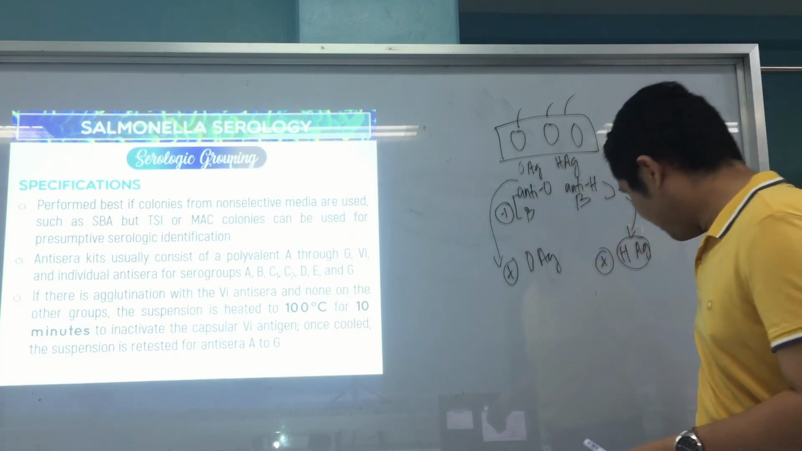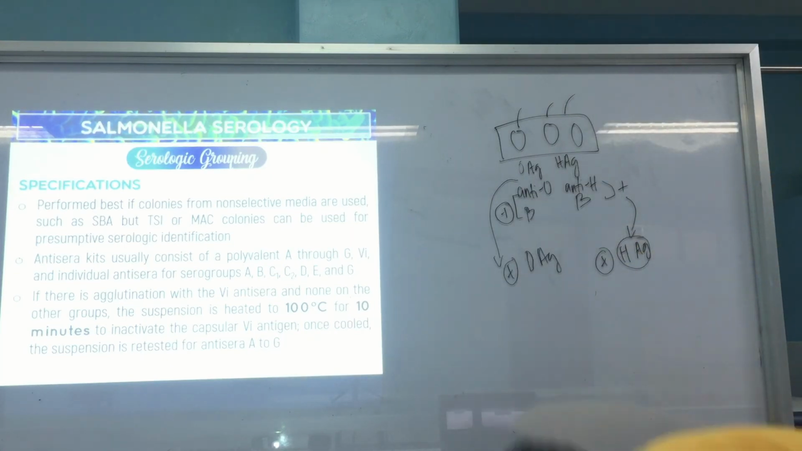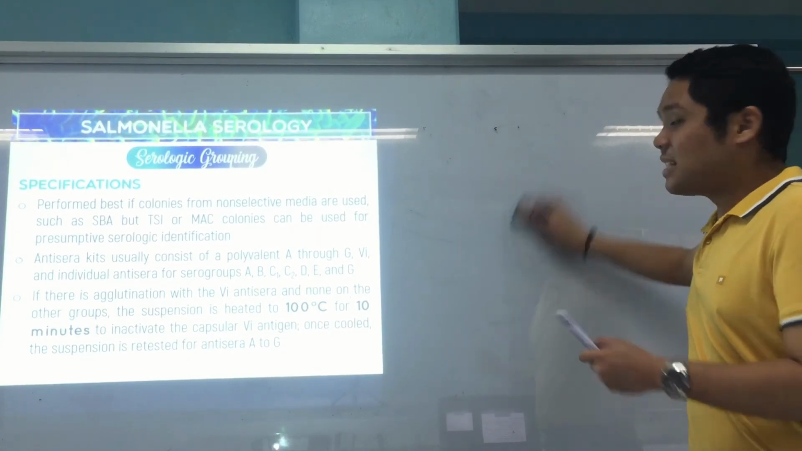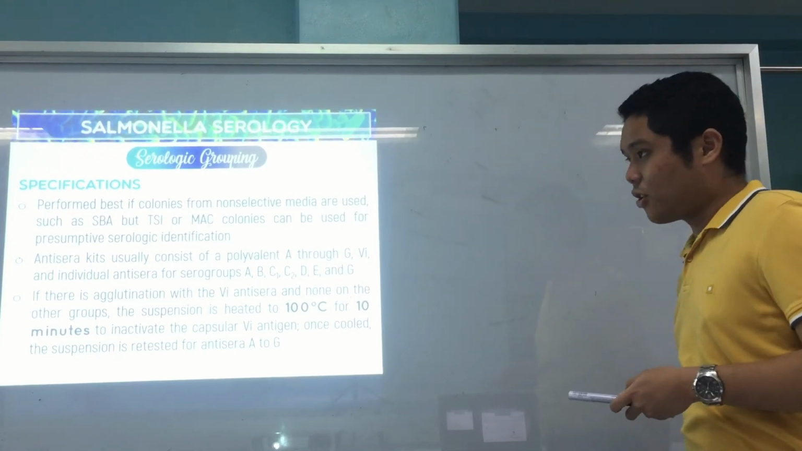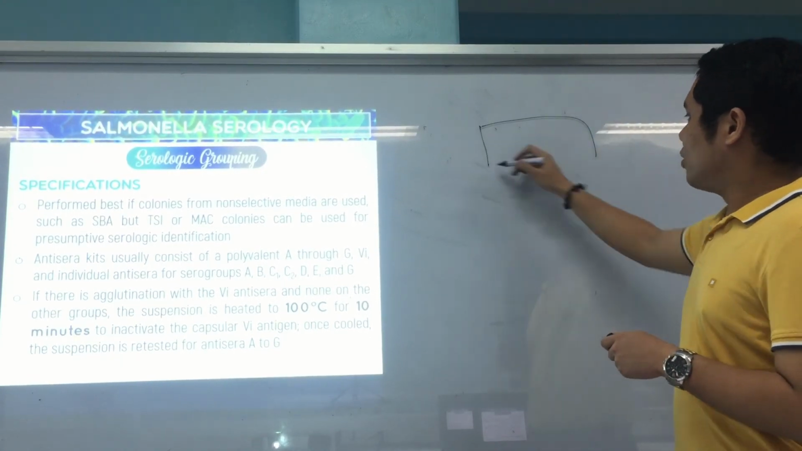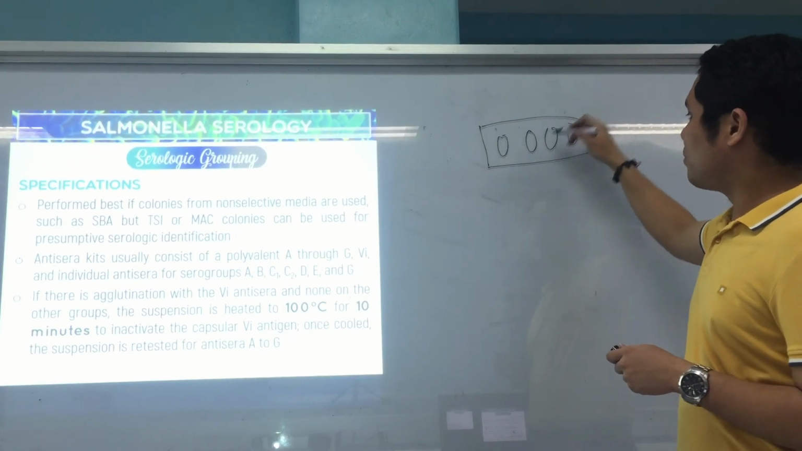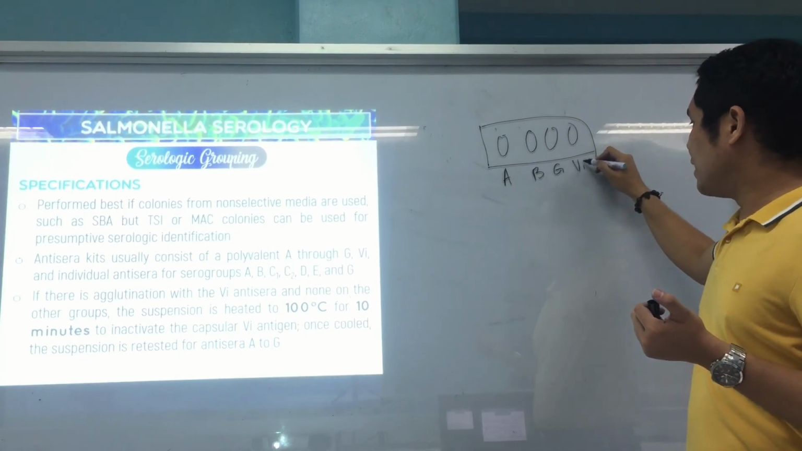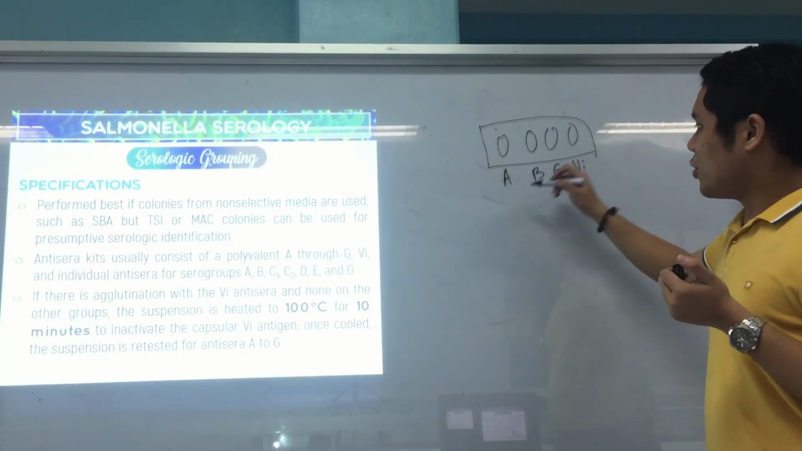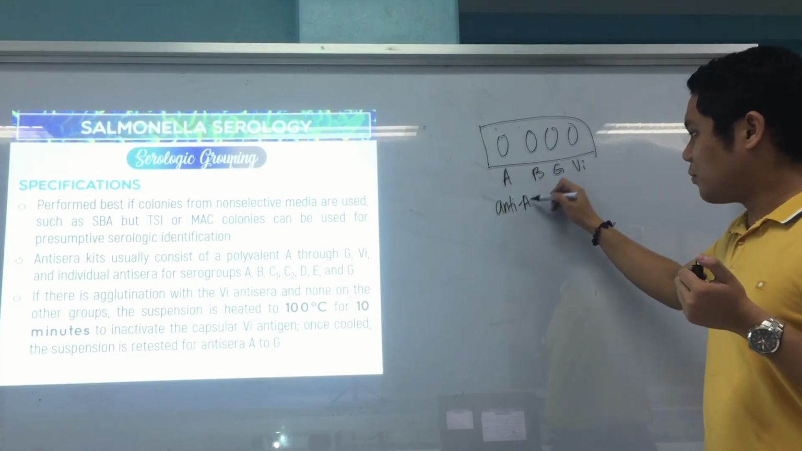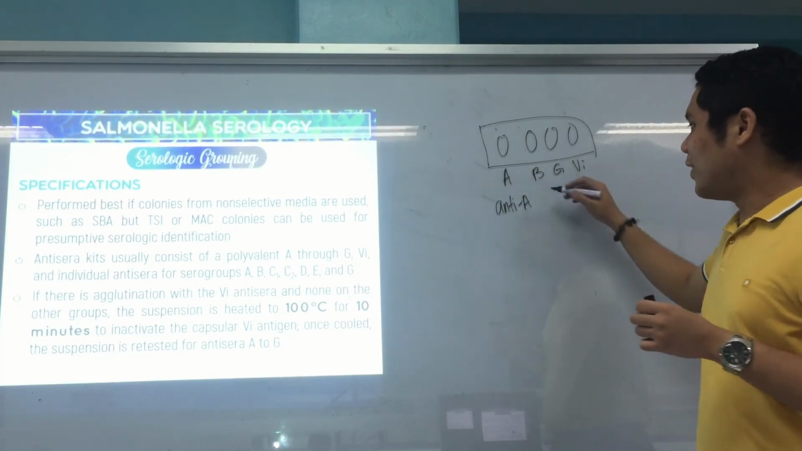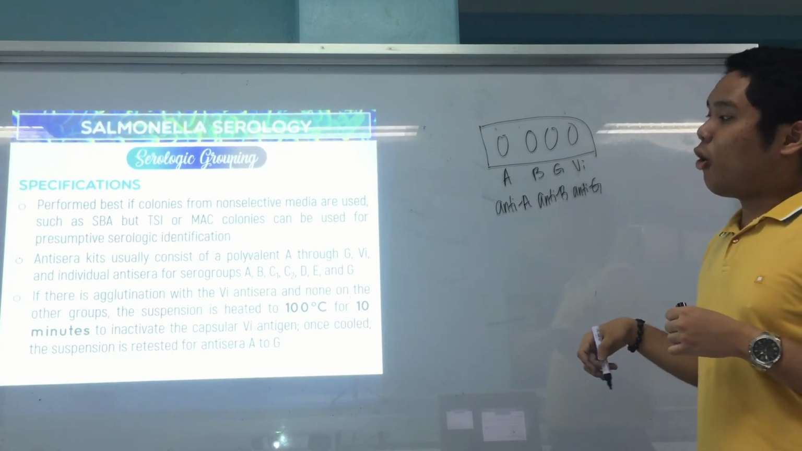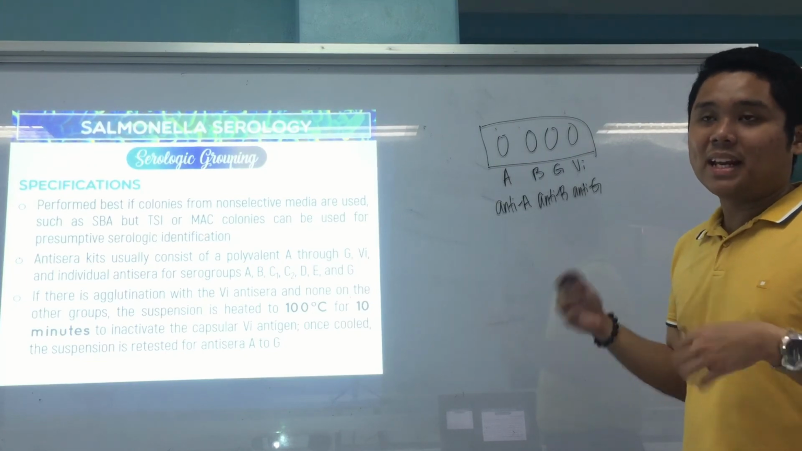The wells were an earlier example. But here, since we're talking about serological grouping, on the slide you label the slides. For example, you're testing for the A serogroup, B, for example G, and then the VI capsular antigen. You add the anti-A anti-sera. For serogroup, don't confuse it with blood type. Then anti-B, and then anti-G, or you can use the polyvalent anti-sera, meaning it contains all of them.